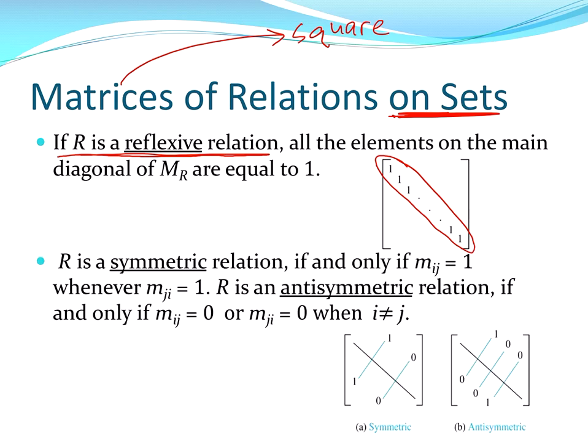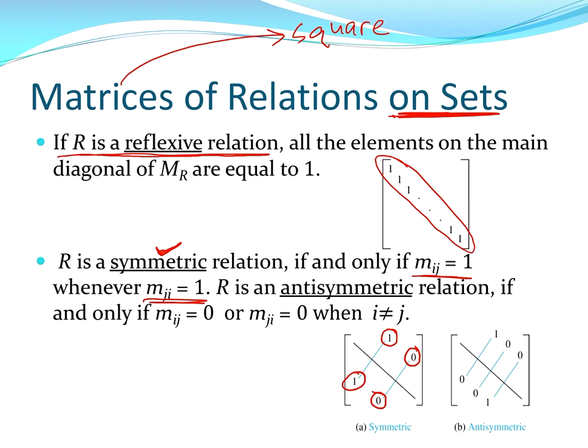And then two more properties. For the symmetric property, we have to check the positions with the indices switched. So if M_ij is 1, then we look for the M_ji element, and it also has to be 1. They have to be equal, so if M_ij is 0, then M_ji has to be 0. For every off-diagonal element, they have to be equal.